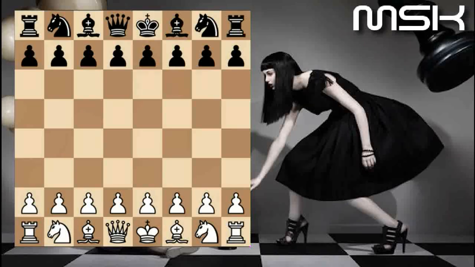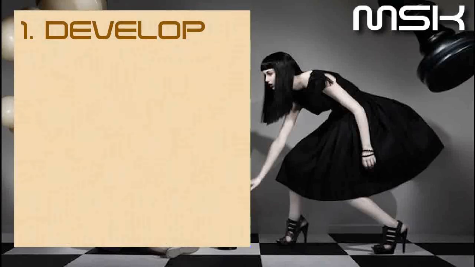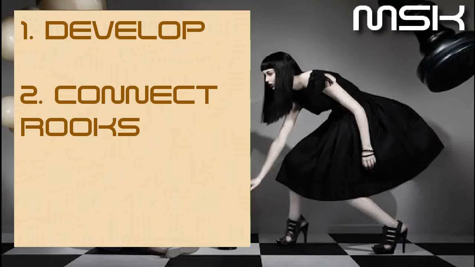But I would like to provide a practical approach by providing the student with 3 goals to achieve in the opening phase of a chess game. Number 1, the development of your chess pieces. Number 2, to connect your rooks, and this means posting your queen somewhere. And number 3, making castling.